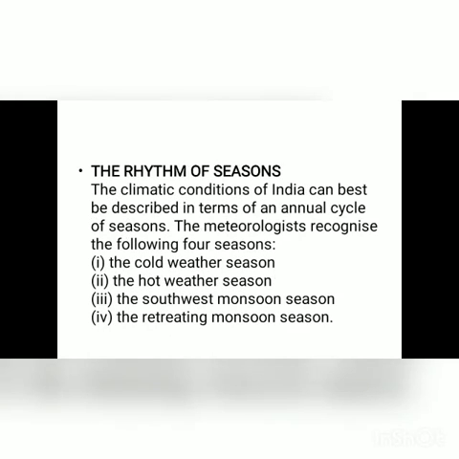The next topic is the rhythms of the season. There are different kinds of season which are found in India. The climatic conditions of India can best be described in terms of the annual cycle of seasons. The meteorologists recognize the following 4 seasons: the cold weather season, the hot weather season, the southwest monsoon season, and the retreating monsoon season.